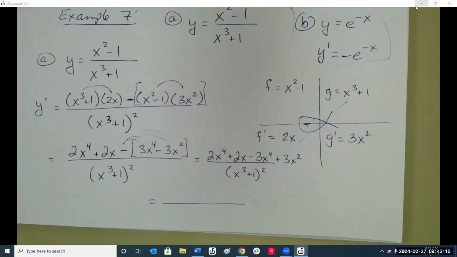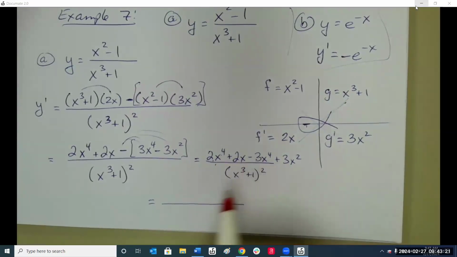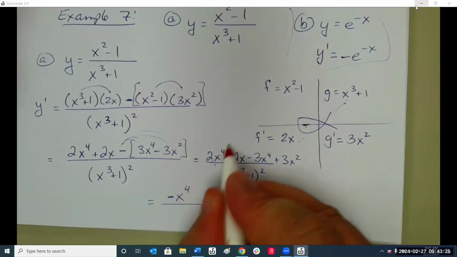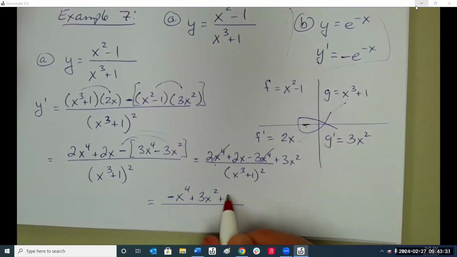Whenever you get rid of parentheses, combine like terms. So the highest power, we have 2x to the 4th minus 3x to the 4th is negative x to the 4th, plus 3x squared plus 2x.